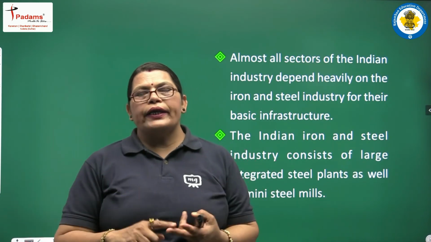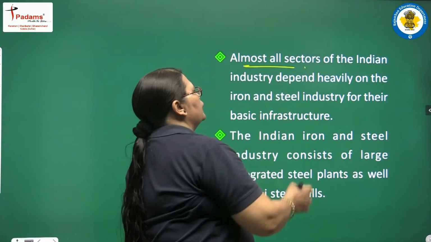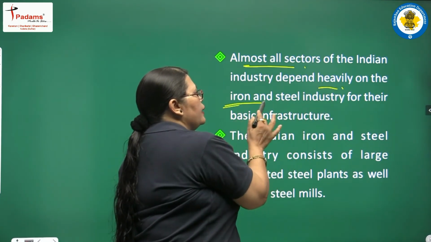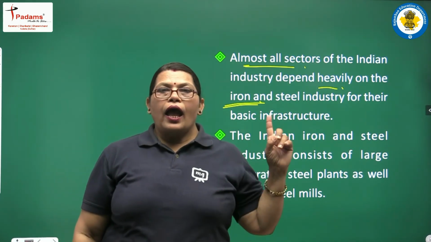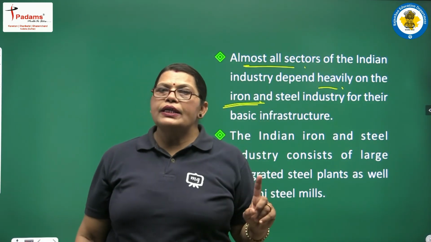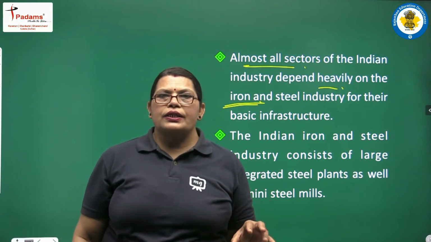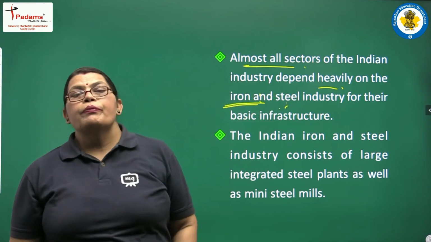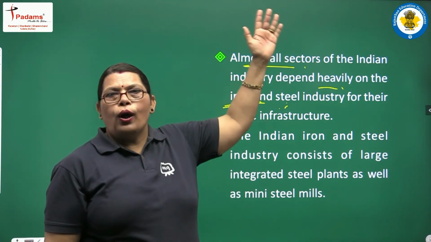The concept is this: industrial growth is there when we are talking about other sectors of Indian industries, which depend heavily on the iron and steel industries for their basic infrastructure. It means every sector needs iron and steel, and all the infrastructure they needed was provided by this industry. So the iron and steel industry is the main industry for all sectors.